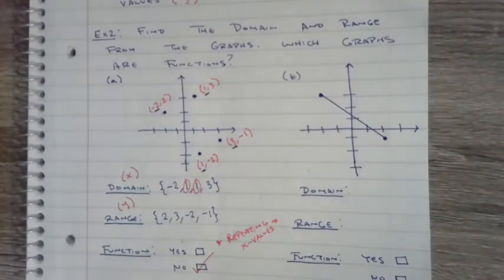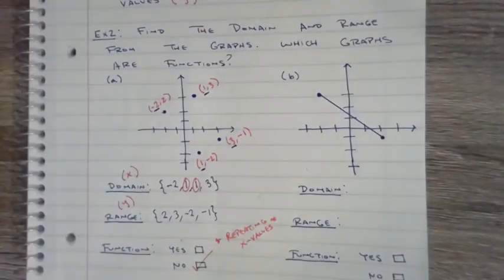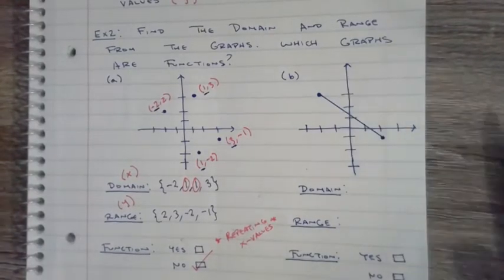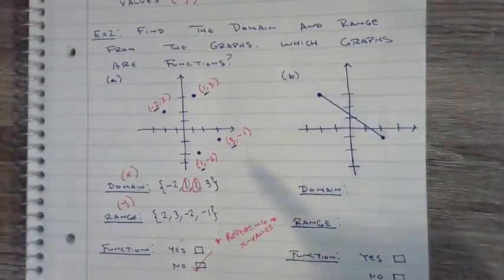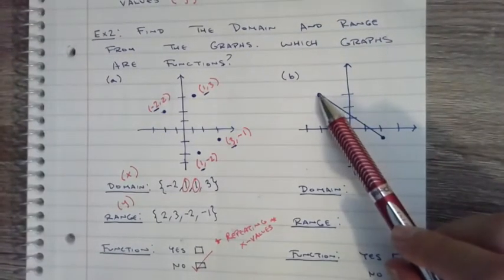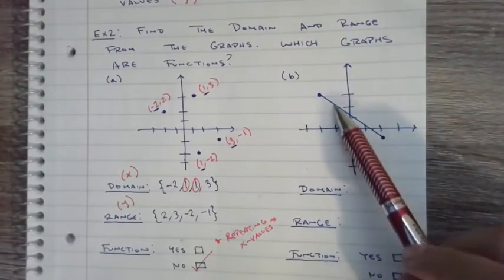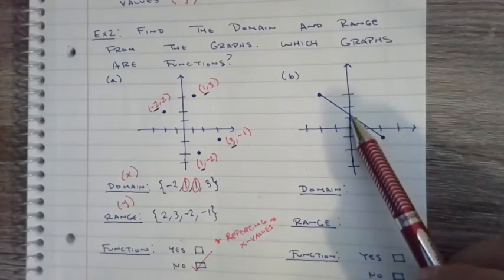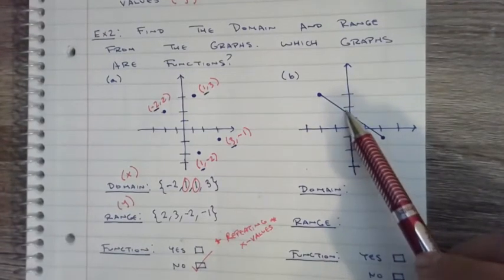Okay? Now let's continue from there. Let's look at B. So now for B, you have a line right there. So you might be wondering, Mr. Rubio, what points do we have? We have 2. Is 2 right there for our domain? Yes. Is 1 right there? Yes. Is 0 right there? Yes. But what about these points in the middle?